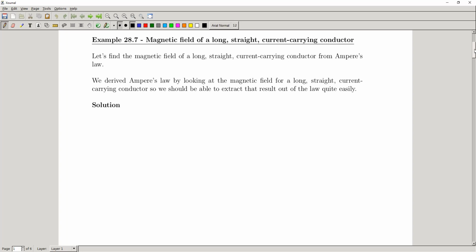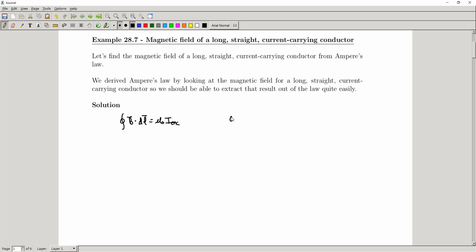So I'm going to start off by writing down Ampere's law here. And let's remember, we're looking for the magnetic field outside of a long straight current carrying conductor. Okay, so we have Ampere's law, mu naught, and this is going to be I enclosed. Let's take a second again to remember what this is telling us. This is telling us that if we take the integral around some closed loop of B dot dl, it's going to be equal to mu naught times the current that we're enclosing in this closed loop.